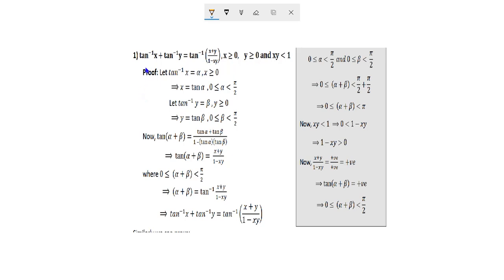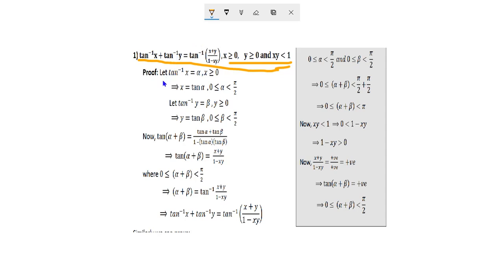Now you see this question. This is also a 2-mark question. Tan inverse x plus tan inverse y is equal to tan inverse of x plus y divided by 1 minus xy, where x is greater than or equal to 0, y greater than or equal to 0, and xy is less than 1. Here proof is similar and it is simple also, but one condition is given here that is very important, and while applying the formulae you have to see the condition, and if x and y fulfill this condition, then only you can apply this formula.